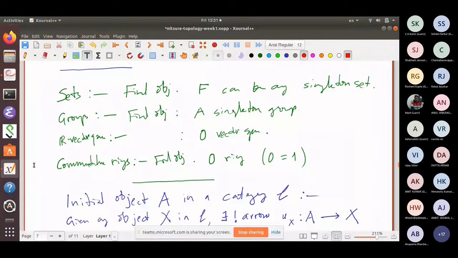And remember that a ring has to have 0 and 1. Of course, 0 can be equal to 1. That's the 0 ring. And a ring homomorphism has to take 1 to 1.